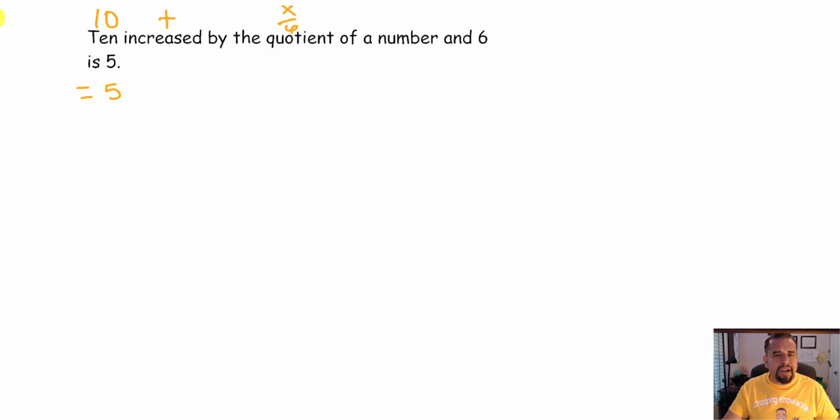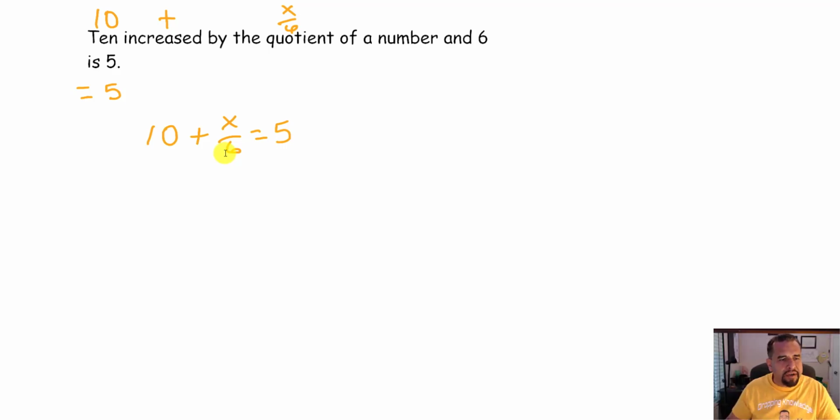The quotient of a number and 6. Okay, I got all that. Just making sure. So let's go ahead and write it. 10 plus x over 6 is 5. That's it. Now, if you're in pre-algebra, you're maybe not quite used to looking at problems like this, or this type of operation. Remember, you can always write them in this other format.